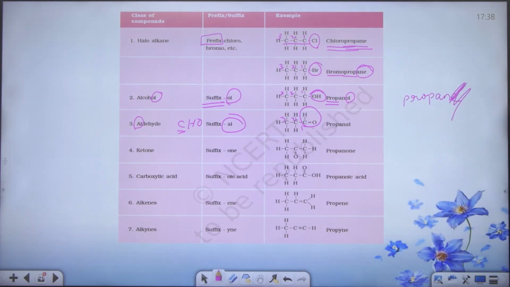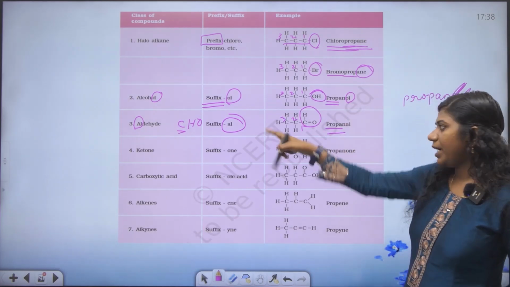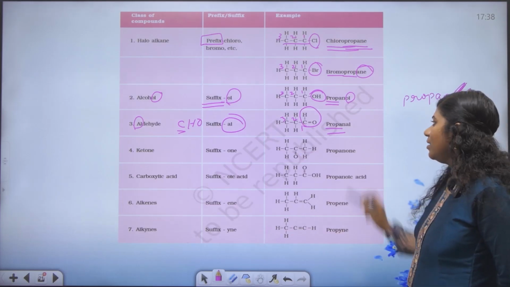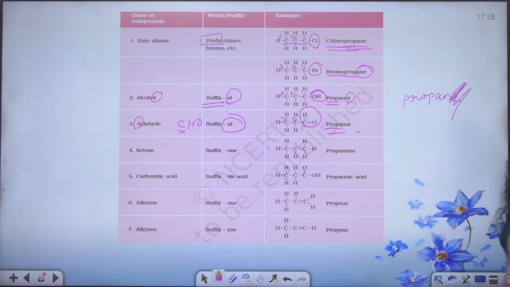1 for aldehyde and 2 for alkane. Two carbon atoms, the remaining two carbon atoms are from the alkane. The total number of carbon atoms is 3. The word root is prop and the name ends with -al. Name of the compound is propanal. Not propane, it's propanal because aldehyde is there.